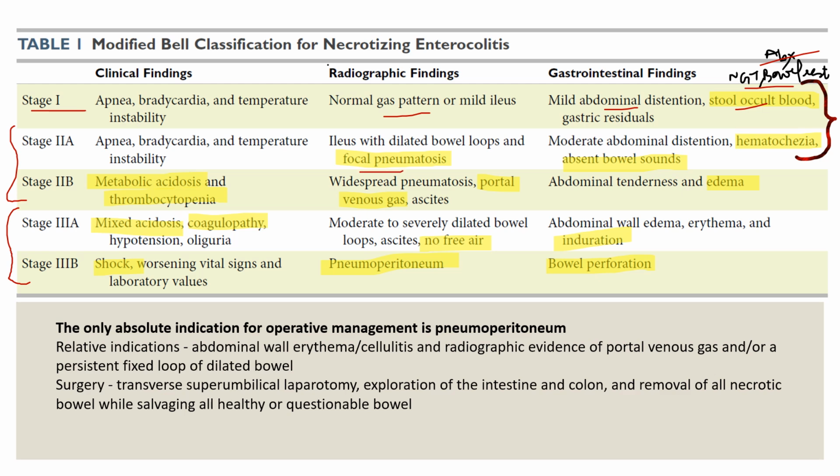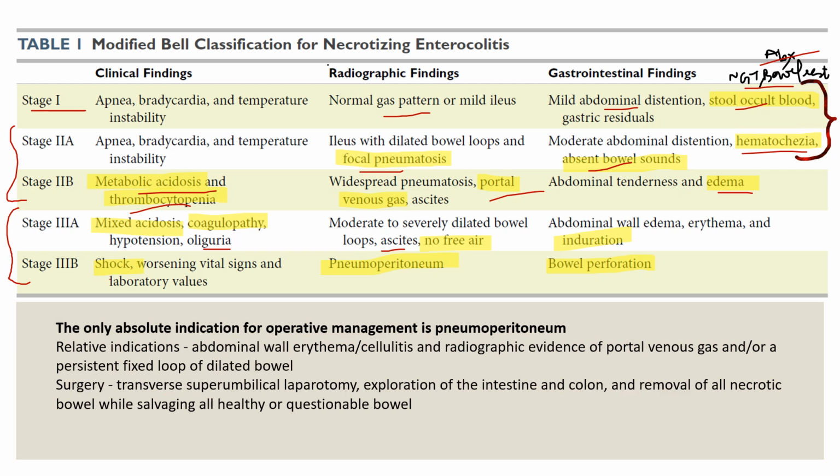2A means there is focal pneumatosis with hematochezia or fresh blood per rectum and absent bowel sounds. Again, for that, you can start antibiotics and do bowel rest. In 2B, there is metabolic acidosis, there is thrombocytopenia, there is portal venous gas. So it is a little bit more severe, with abdominal tenderness and edema. Stage 3, again, there is oliguria. There is ascites, but no free air. Okay, there is still no perforation. There is abdominal wall edema, erythema, and induration.